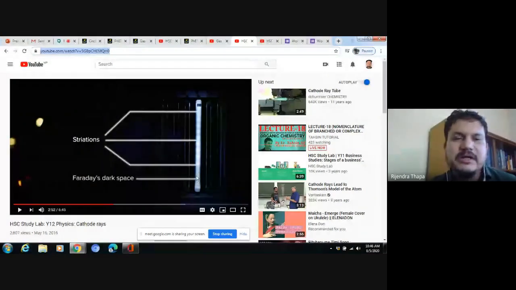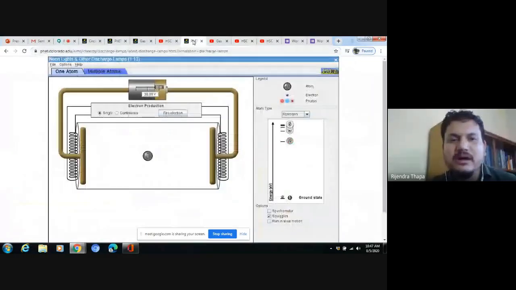Okay, so we're trying to understand why there is darkness in some regions and why there is glow in the other region. For that, I have a simulation here. Let us discuss this simulation.